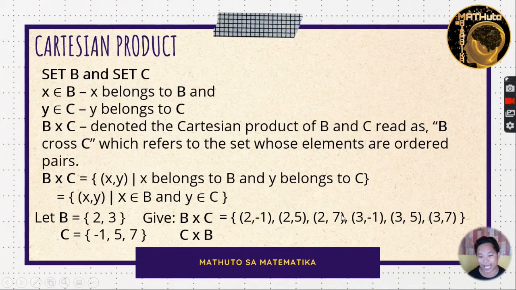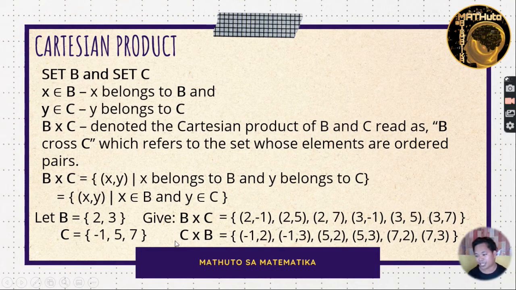So hindi po pala siya i-multiply, kundi ay we determine or we form ordered pairs XY. So yung X natin ay yung elements ng B and yung Y po natin ay elements ng C po. Then, magkaiba po yung B cross C sa C cross B. So ito na po yung C cross B. So yung ating X naman dito or yung ating X coordinate ay yung ating elements ng C and yung ating Y coordinates ay yung ating elements ng B.